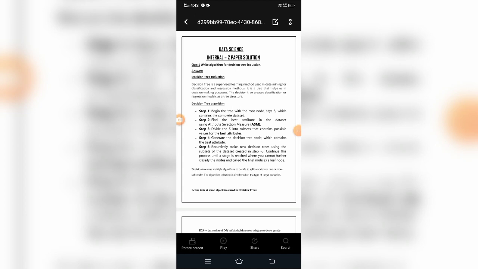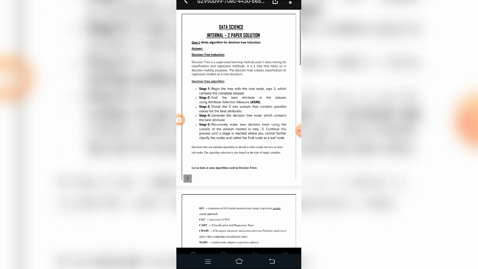Let's start with first question. Write algorithm for decision tree induction. Decision tree induction is a supervised learning method used in data mining for classification and regression methods. It is a tree that helps us in decision making purpose. The decision tree creates classification or regression models as tree structure.